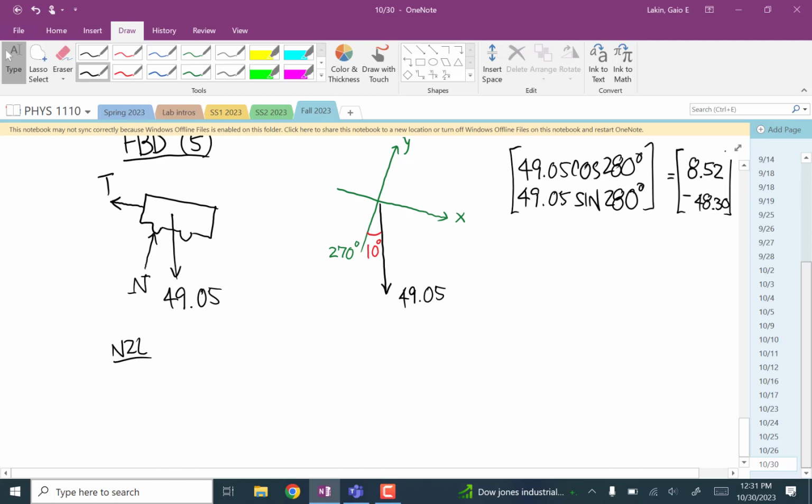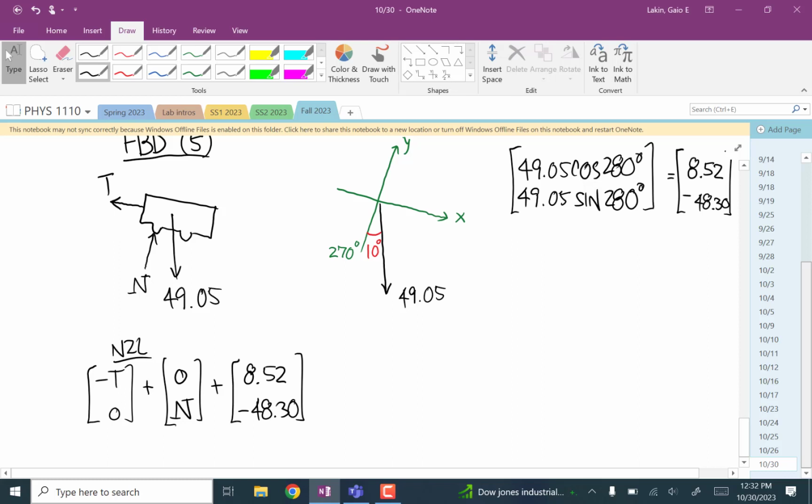The cable force is in the negative x direction, so negative T, 0. The normal force is in the positive y direction, so 0, N. The weight force we just calculated is 8.52, negative 48.30. That's the 49.05 in the free body diagram. And then that's equal to the mass times the acceleration.